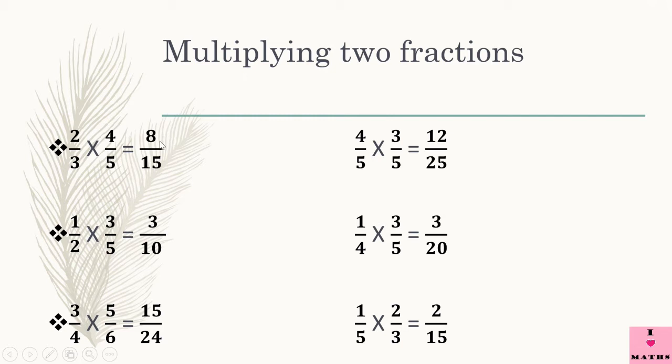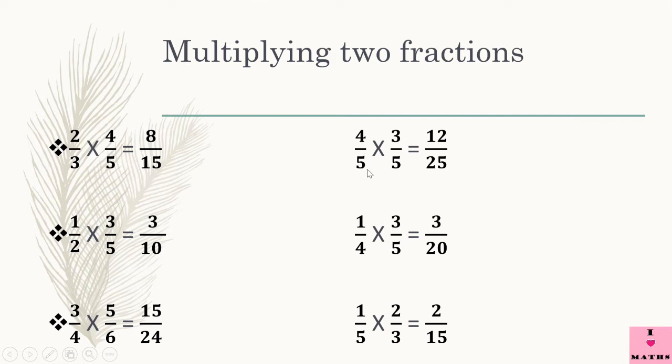And children, 8 and 15 do not come in any one table. So we cannot simplify 8 upon 15 any further. This is the fraction in the simplest form or the lowest form. So this is the answer.